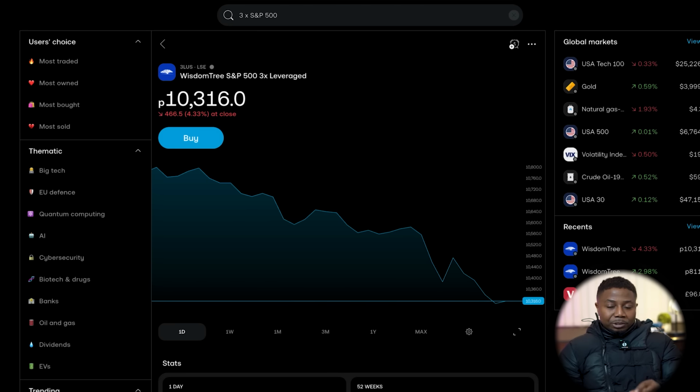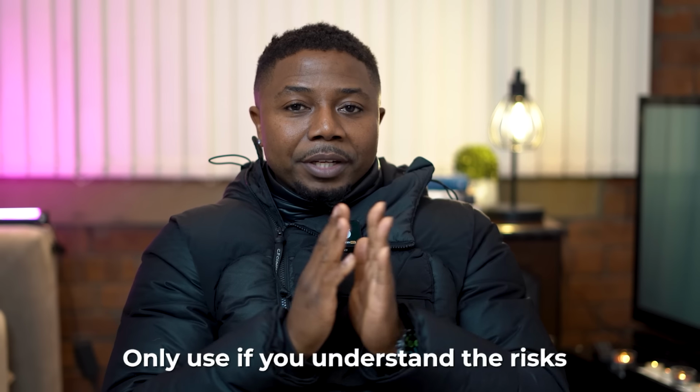So bearing that in mind, you need to make sure that it's something that you understand, it's something that you're comfortable with, and there's a level of risk that you can take. This is not financial advice. This is just purely educational, just showing examples of different things that you can invest in.